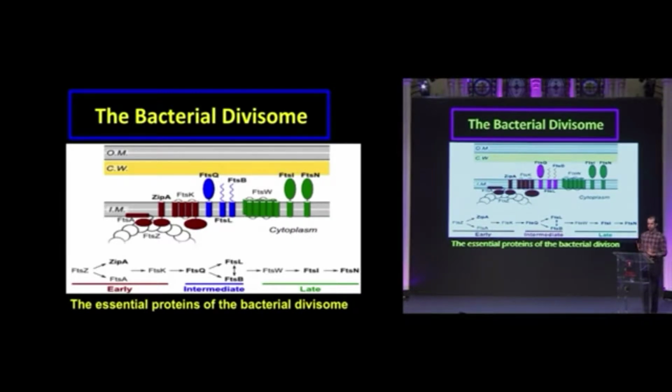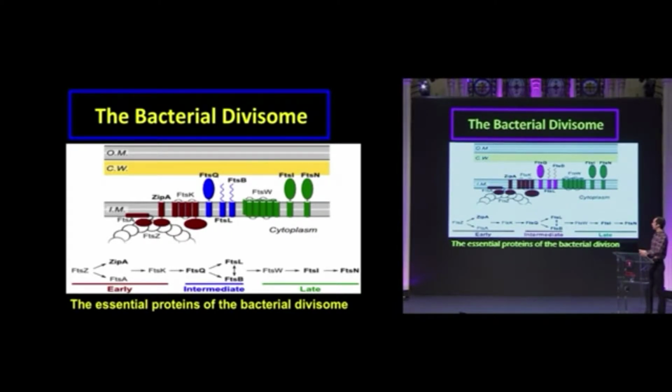I'm not going to go through all this because it's a little more technical than I'd like to get into, but these are some of the essential proteins of the bacterial divisome. I want to focus particularly on FtsZ here, this ring structure which forms around the point of division. And FtsZ is essential across bacteria. It's absolutely essential. You knock FtsZ out, cells don't divide.